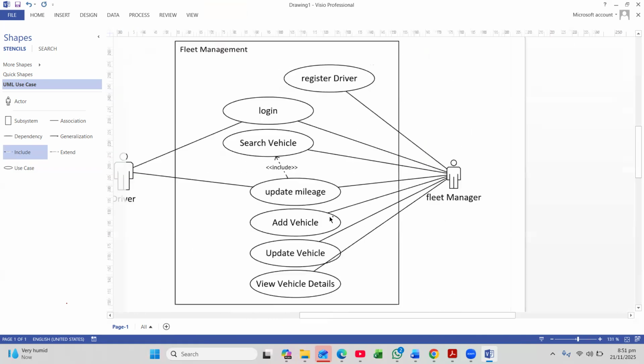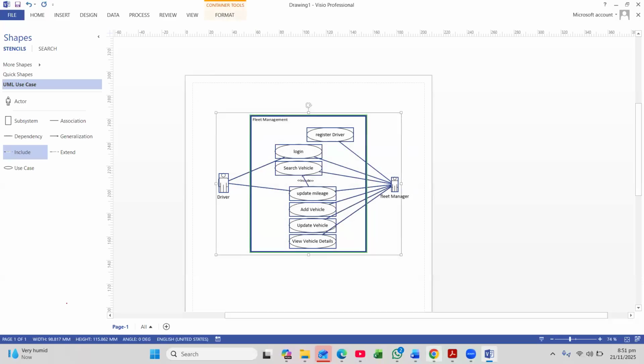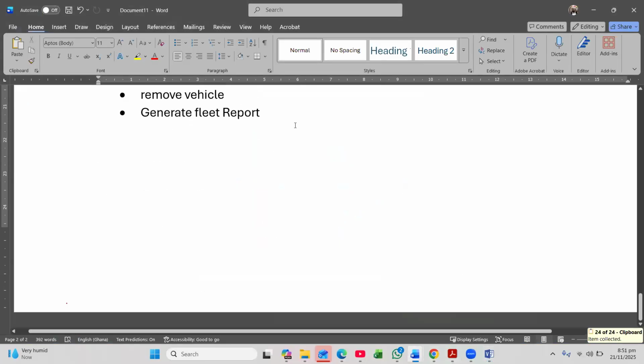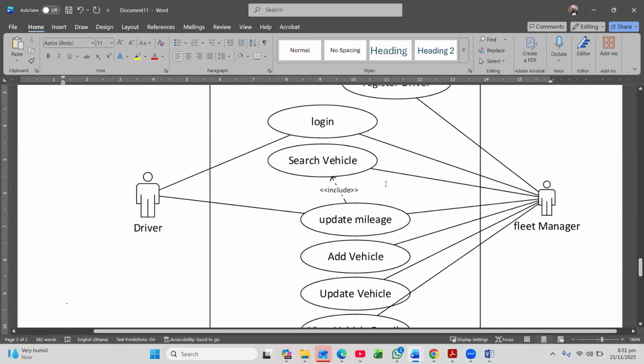Now, the good thing about using Visio is that I can copy all of this. Have you seen? And then copy. And then I can go all the way to Word. So I'm in Word now. And then I can paste my diagram in Word. And booyah, I can see it in Word.